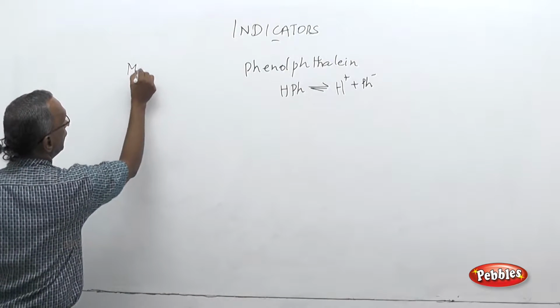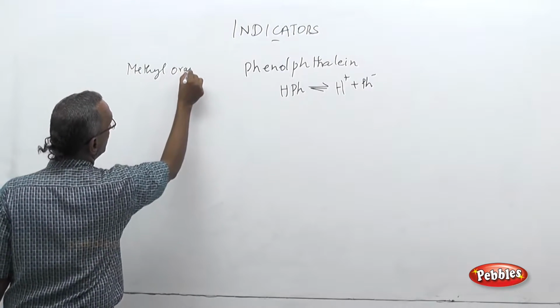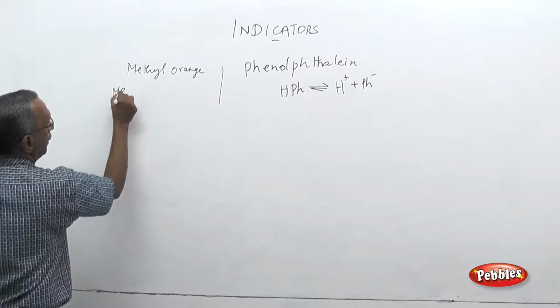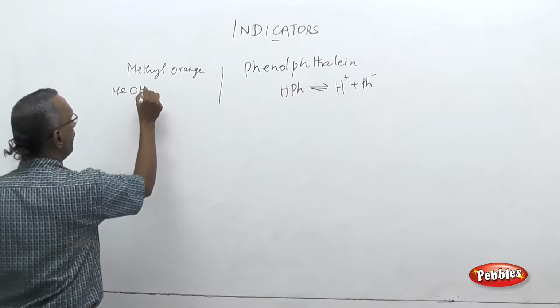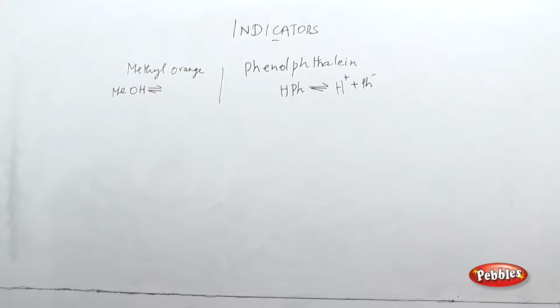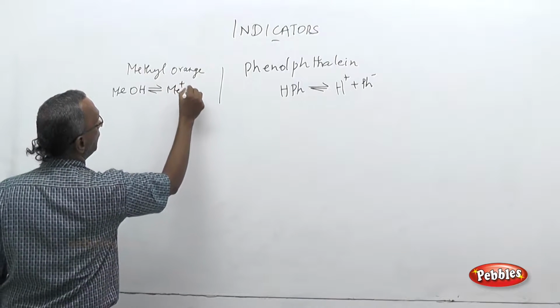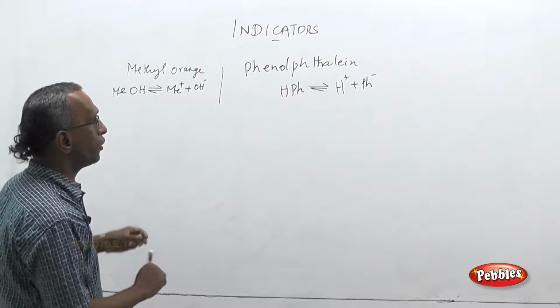Another indicator is methyl orange. Here methyl orange is a weak base. It is generally represented as MeOH. MeOH, weak base, means it can be studied as ionic equilibrium, dissociating to Me plus and OH minus. Now, how does it function by color change?